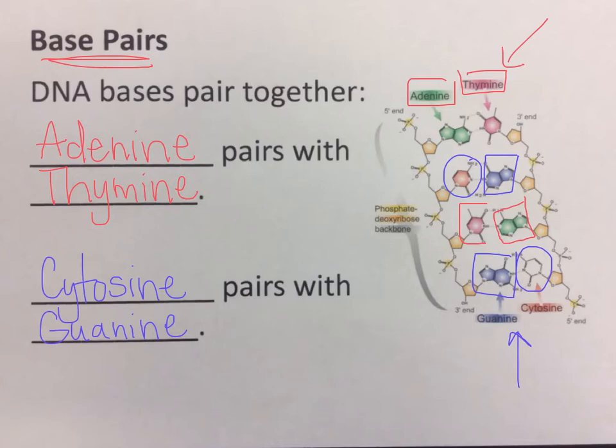One of the memory tricks that I teach my kids to use is that cars go with garages, right? So a car goes in the garage, and apples grow on trees. So A and T go together, apples grow on trees, and then C and G pair together because cars go in garages. So if that helps you, feel free to use it. If it doesn't, just forget I said it.